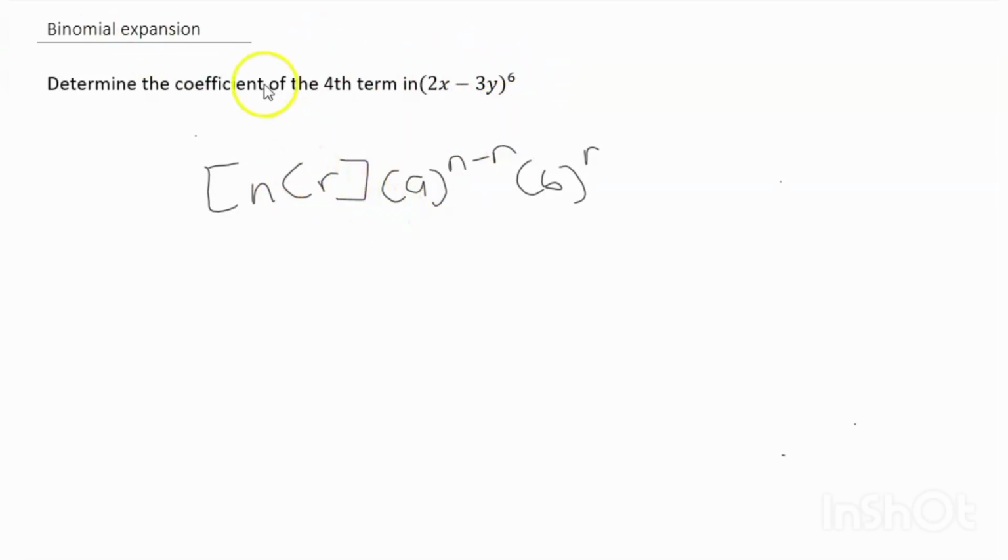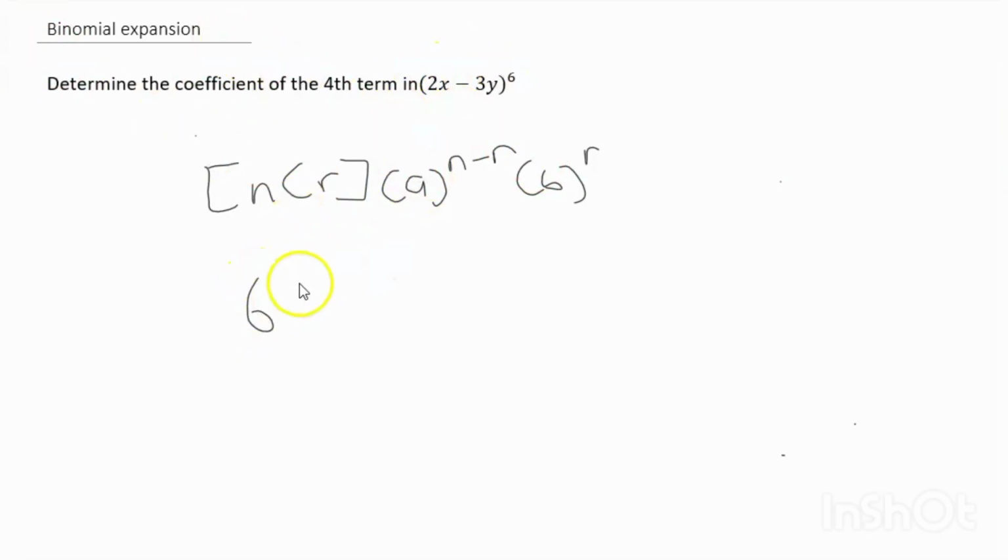Then what's your r? The question says we should find the fourth term, but your r is not going to be 4. Your r is going to be 4 minus 1. So your r is going to be 3. If the question said find the second term, for example, your r is going to be 2 minus 1. Whatever term you want to find, just subtract that by 1. Then your a is simply 2x, and your b is simply minus 3y. As simple as that.